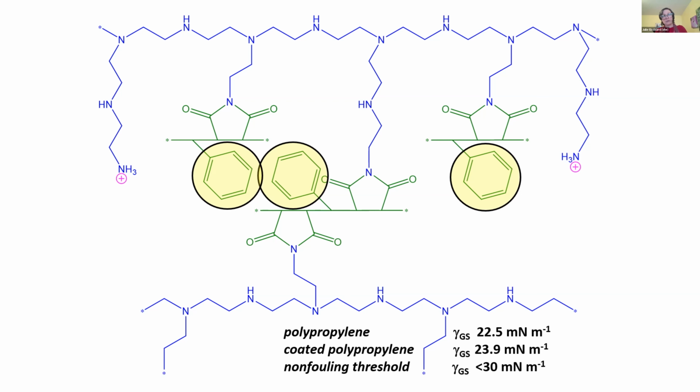So we can see that polypropylene, which is a plastic commonly used in things like buckets, has a very low surface energy and can be considered non-fouling. And then once coated with this material, even though we are introducing a number of polar compounds, we retain that non-fouling threshold. So that's a good thing.